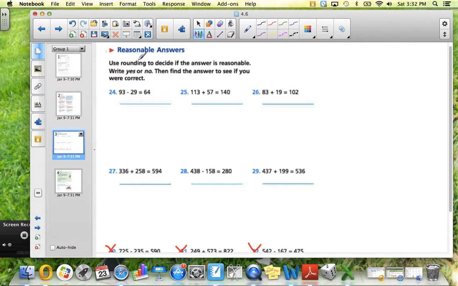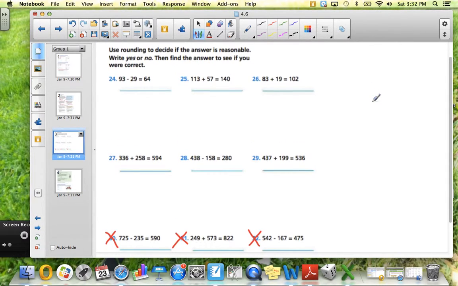We are going to use rounding to decide if the answer is reasonable. Write yes or no, then find the answer to see if you are correct. Okay, so you can go ahead and cross out these three numbers, 30, 31, and 32, because we're not going to do those today. And so for number 24, it says 93 minus 29 equals 64. So I need to round the numbers first. So I'm going to write the rounded numbers above. 90 minus 30 equals 60.